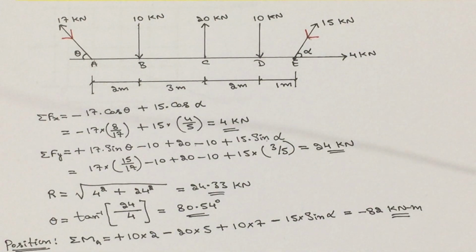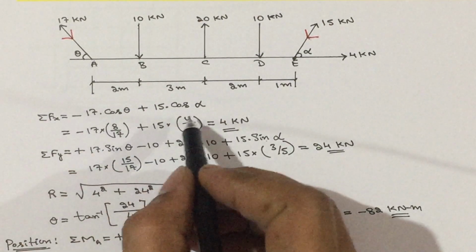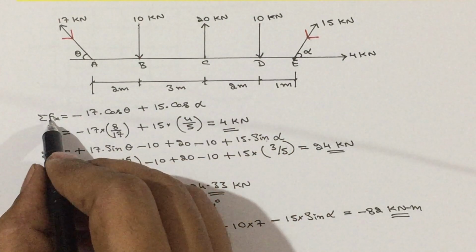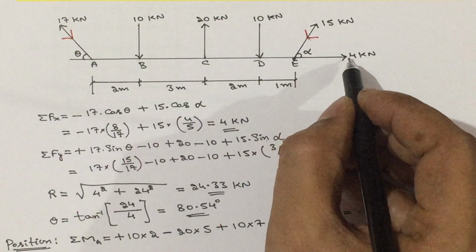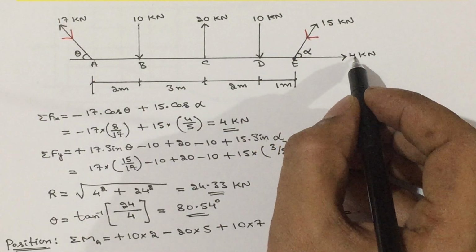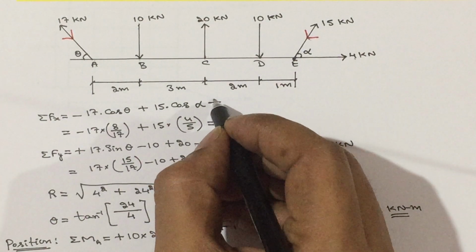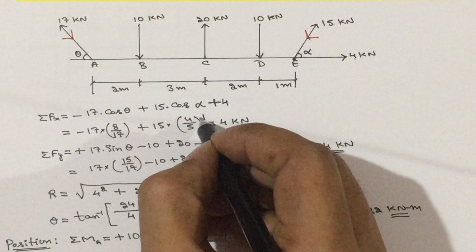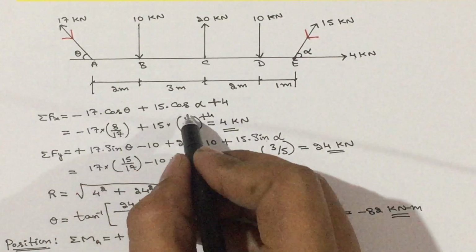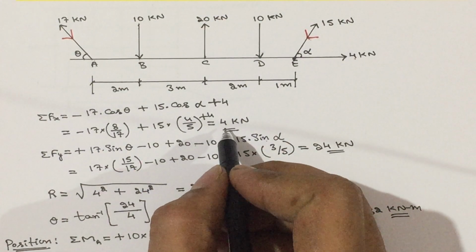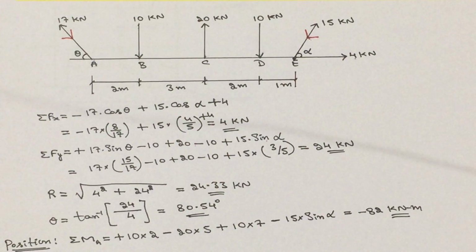Minus 82 kilonewton meter. And one more thing, guys, here I think I left out one. While calculating the sigma F, we forgot this one. It is acting along the rightward direction, so it will become plus 4. Here add plus 4. Anyhow, you are going to get the same value, that is 4 kilonewton.